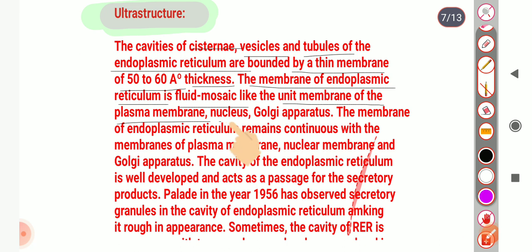The membrane of the endoplasmic reticulum remains continuous with the plasma membrane, the nuclear membrane and the Golgi apparatus. These are all continuous structures.